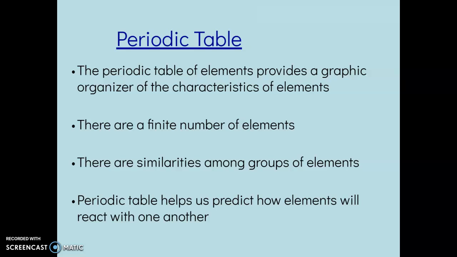And there are similarities among groups of elements. So if you think about yourself and your friend group, a lot of times groups in high school, cliques of students, come together based on their similarities. Like maybe you're friends with people because they have similar interests as you, or you all have the same hobby. That's kind of a similar idea of how the periodic table is grouped. They're grouped based on their similarities in their properties. And it helps us predict how elements will react with each other as well.